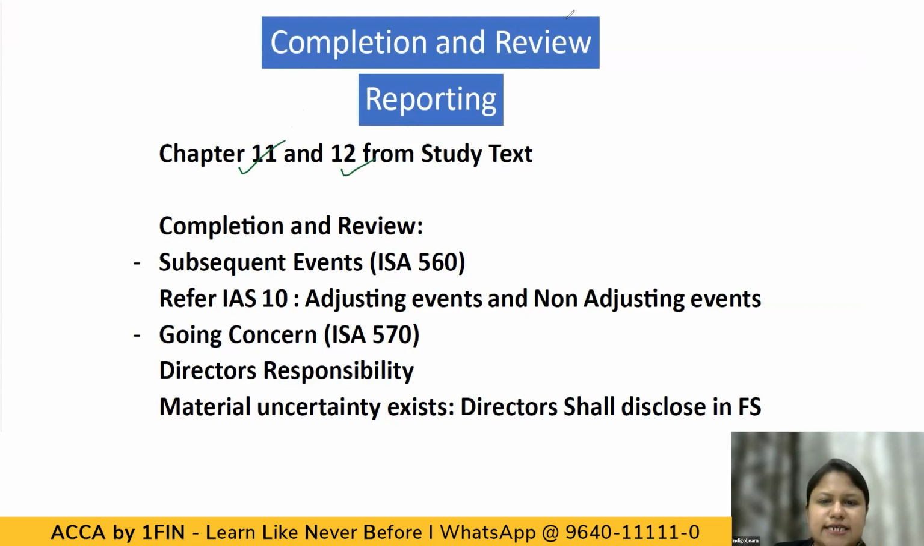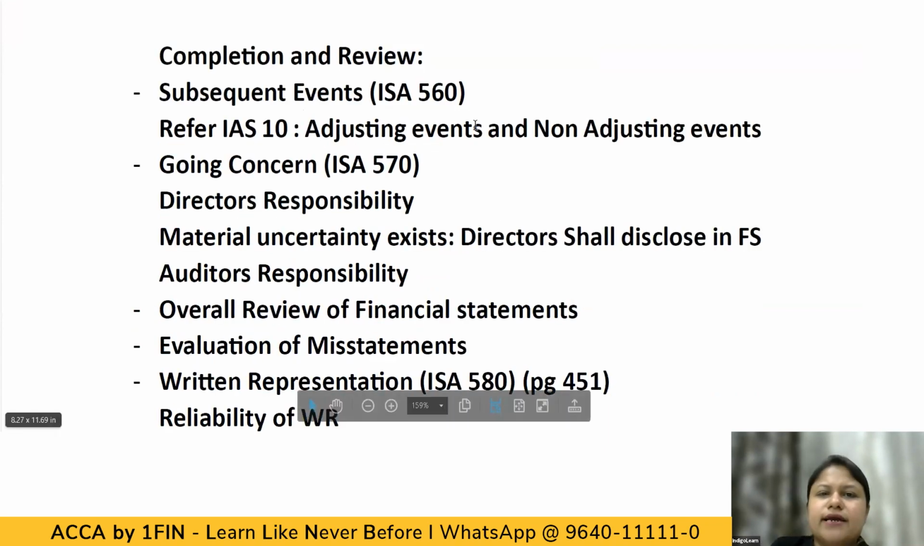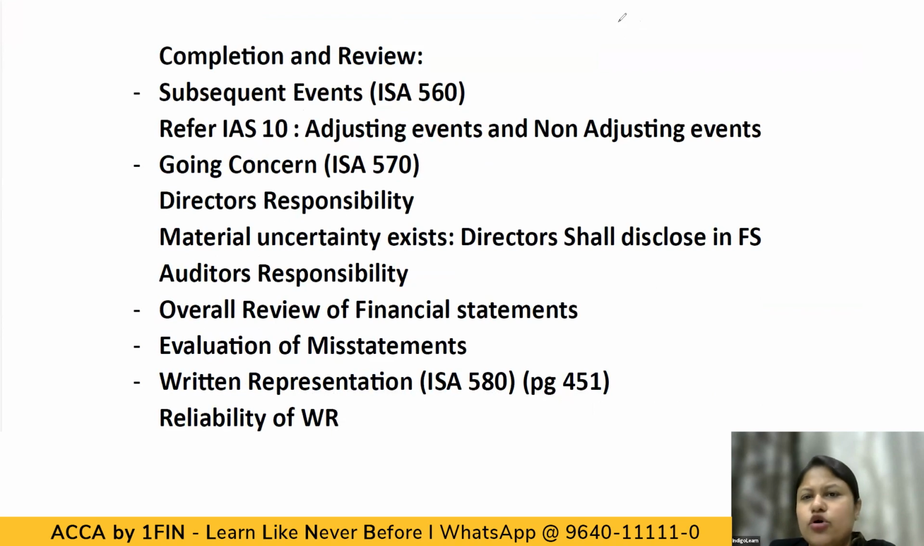Okay, so let us get started. Now, first of all, what do you mean by completion and review? Okay. Now, as we already know how audit procedures happen, so basically how an audit is conducted, we know first you sign the engagement letter, then planning begins.